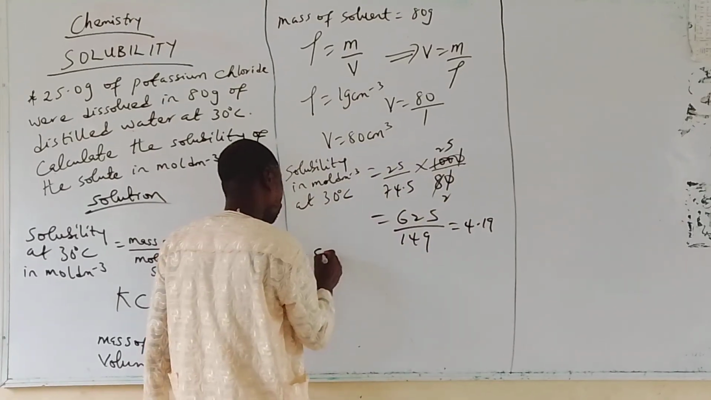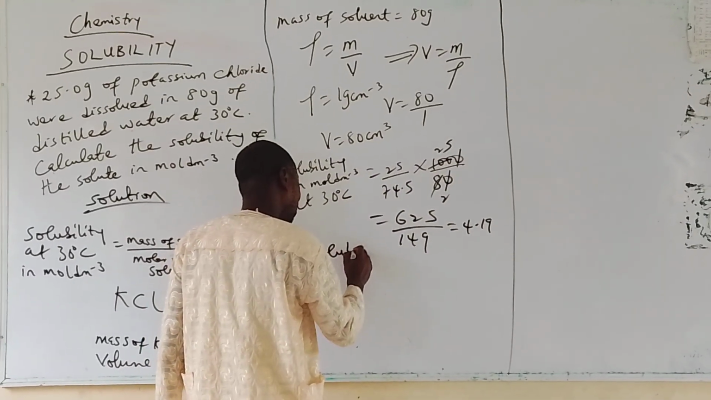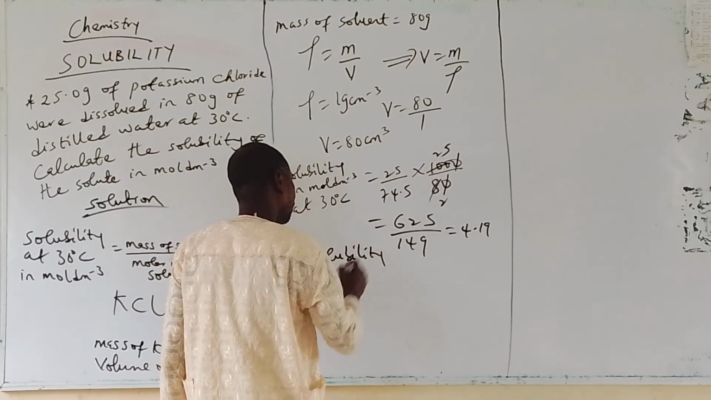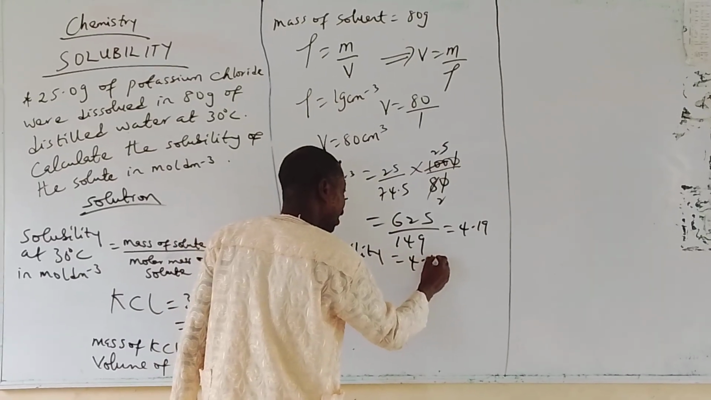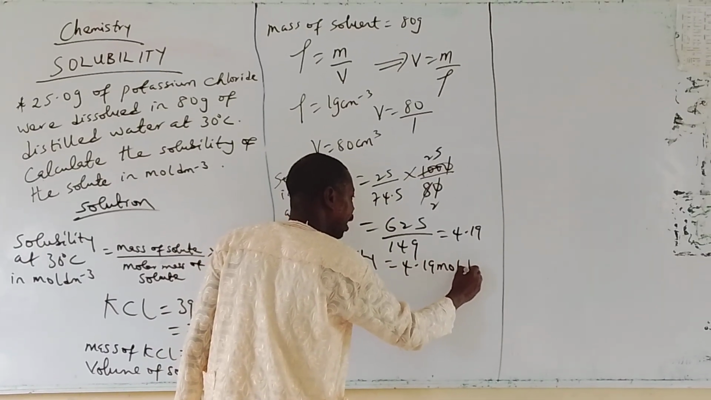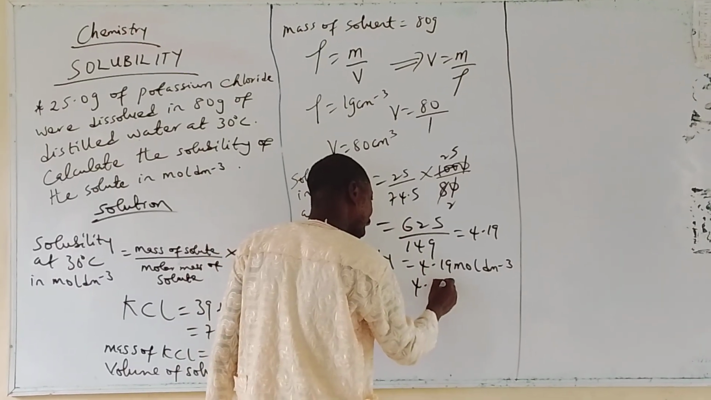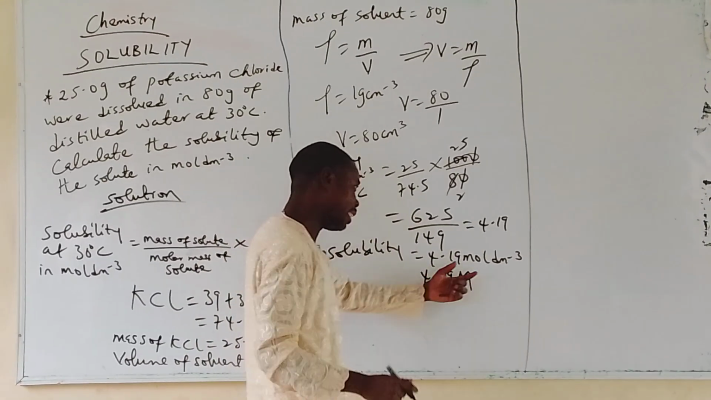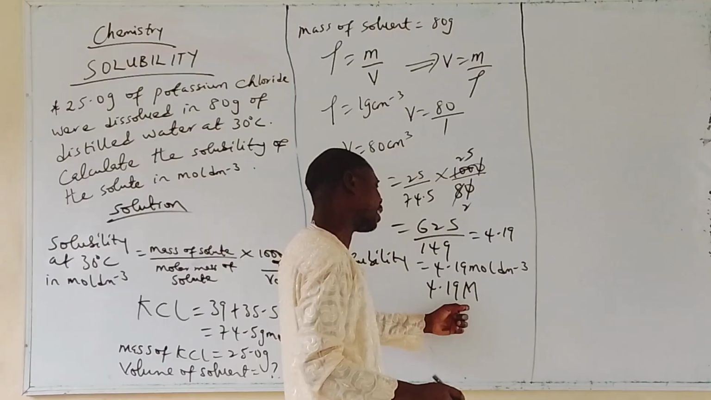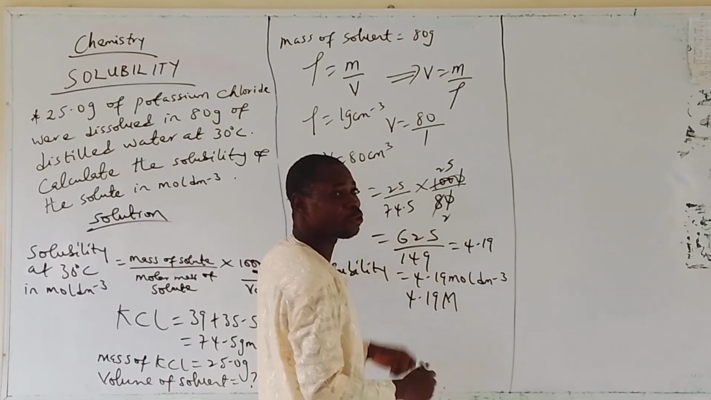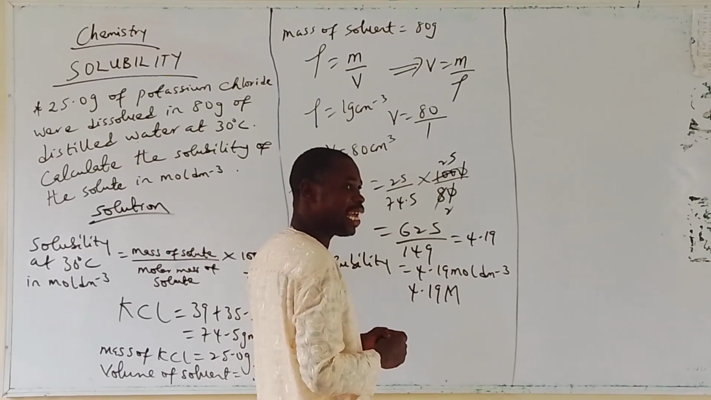So hence, the solubility is equal to 4.19 mole per dm³. Or I can probably write it as 4.19 molar. I can write the unit as mole per dm³, I can write it as molar. So that is the solubility of KCl.